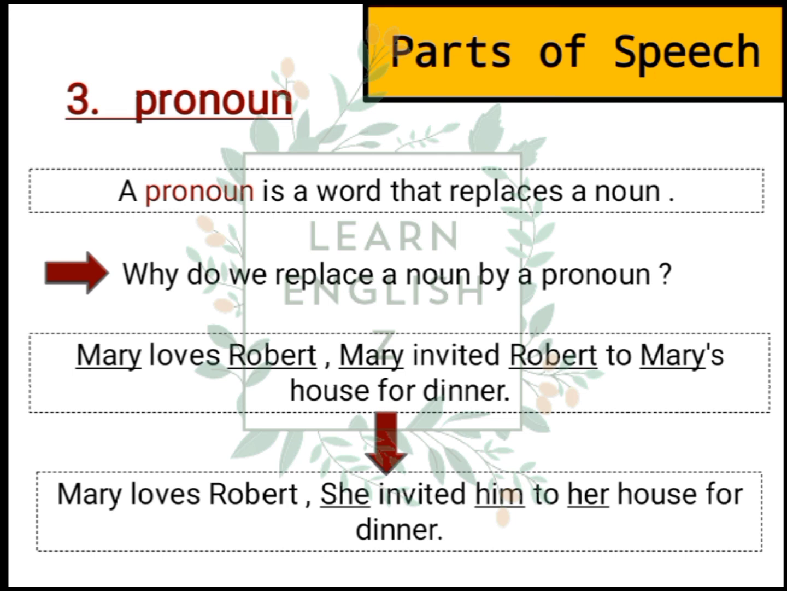We can simply say, Mary loves Robert, she invited him to her house for dinner. There are 3 pronouns here: she, him, and her. Notice that the pronoun she appears in the subject position, while him appears in the object position.